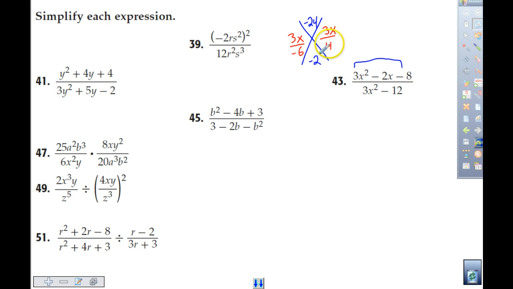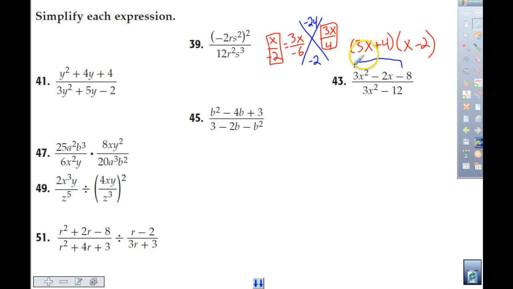So, does 3 over 4 reduce? No. Does 3 over 6 reduce? Yes, it does. So you have to reduce it. That's the difference when there's a number in front. You have to reduce it. So we get 3x plus 4 and x minus 2.